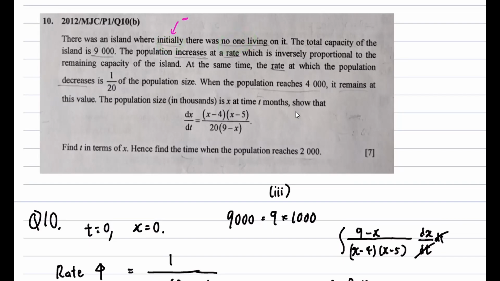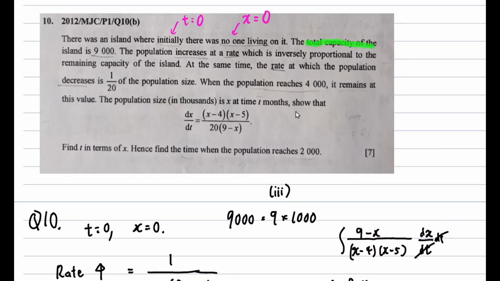Initially, what does it mean? T equals what? Time, 0. And no one, they are talking about, eventually it will tell you that x is the population size in thousands. Okay, so again, got thousands, so you have to be careful of the units. So x is just population size. If no one is living on it, it's how many thousands? 0. Exactly, just 0. Okay, let's continue reading.